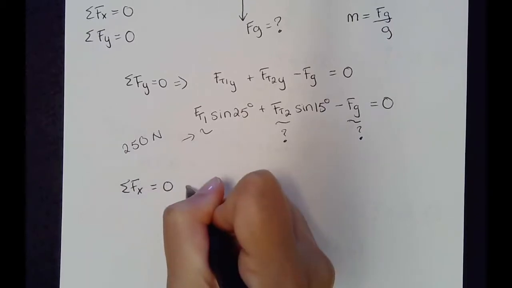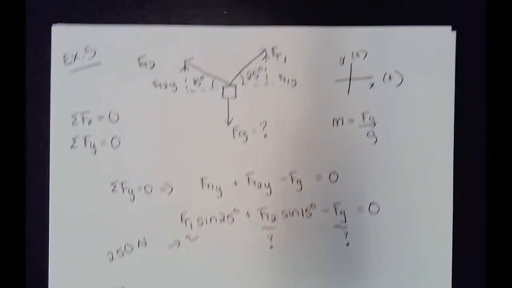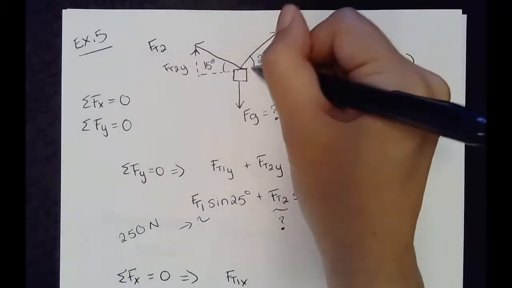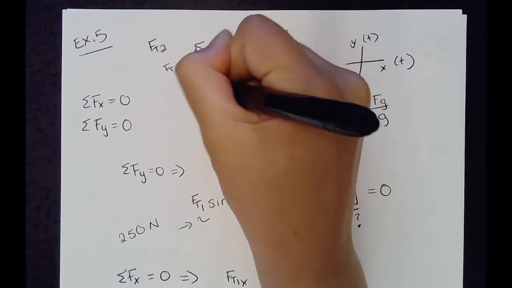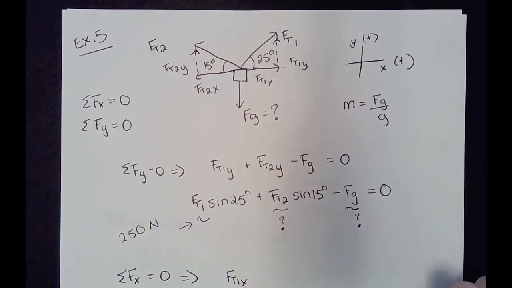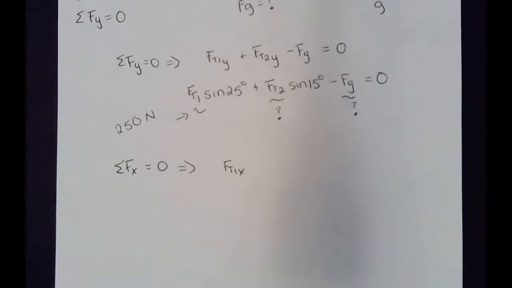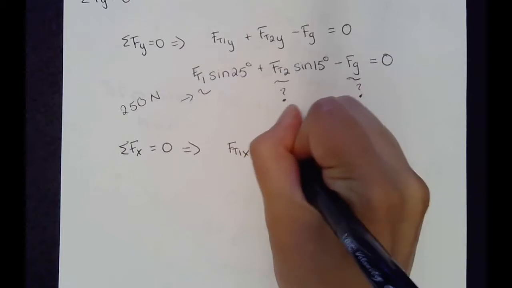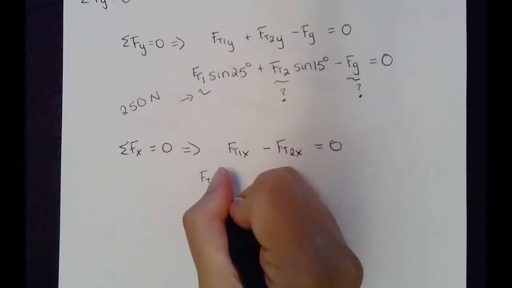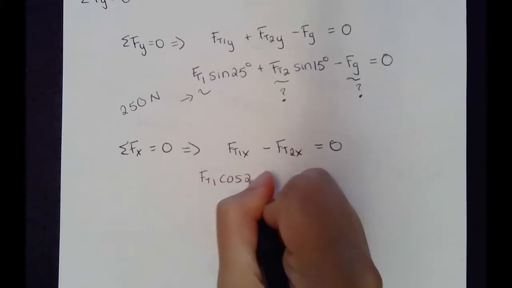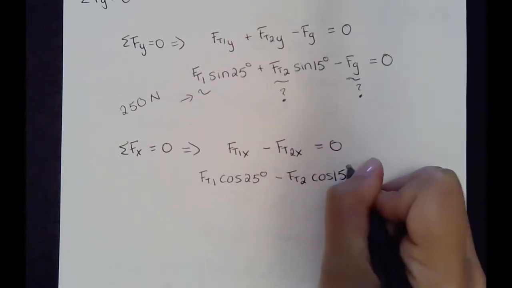Net force in the x direction is equal to 0, so I have Ft1x. Note that the tension forces are each pulling horizontally. Ft1 is in the x direction here, and Ft2 is in the opposite direction. They're also both adjacent to the angle, so both will be cosine. So Ft1x minus Ft2x, which is to the left, equals 0. So that's Ft1 cos 25 minus Ft2 cos 15 equals 0.